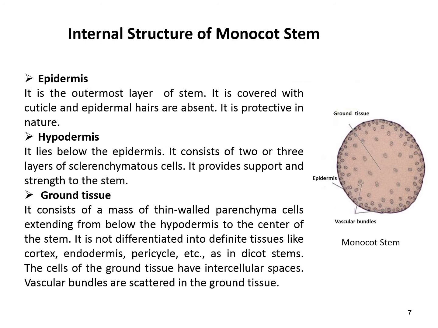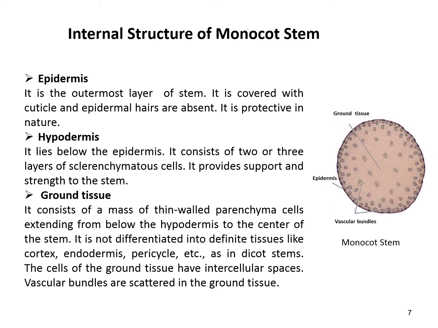Okay, and now let's discuss the internal structure of monocot stem. The structure of monocotyledon stem is fundamentally different from that of dicot stem. First one is epidermis. It is the outermost layer of stem. It is covered by a cuticle, but the epidermal hairs are absent. It is protective in nature.